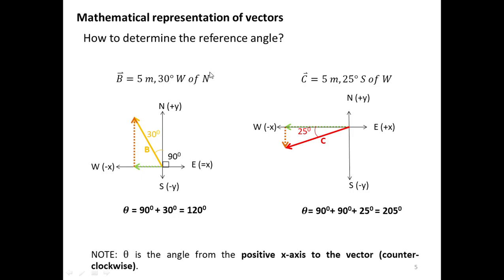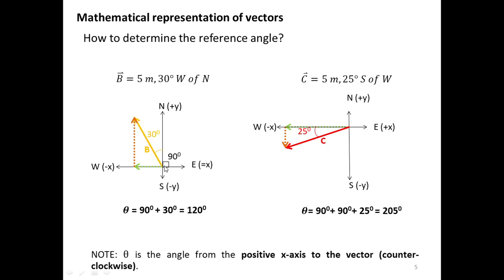How do we draw this one? First you go to north. This is the north, the upper portion of our Cartesian coordinate. This is also called the positive y-axis. And then once we are already in the north, we will measure 30 degrees towards the west. So this is the direction of our vector, and its magnitude is represented by the length of this arrow, right?